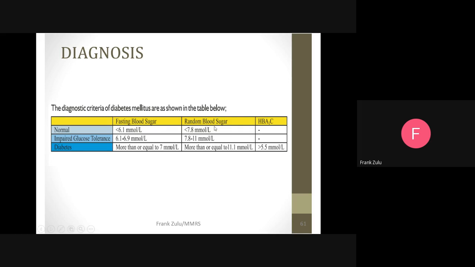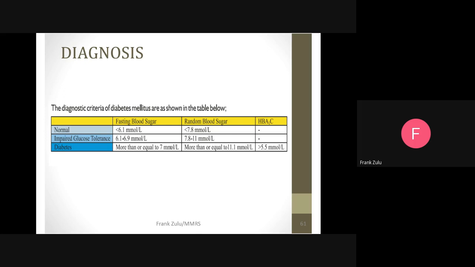Okay, random blood sugar is where someone has eaten their breakfast, someone has eaten their lunch, they always eat whatever they eat. Then if you are to check their blood glucose, what is the normal value? The normal should be less than 7.8 millimoles. That's what it means, okay?